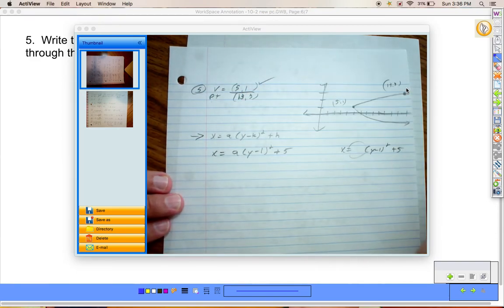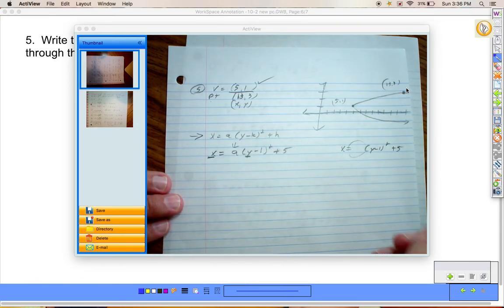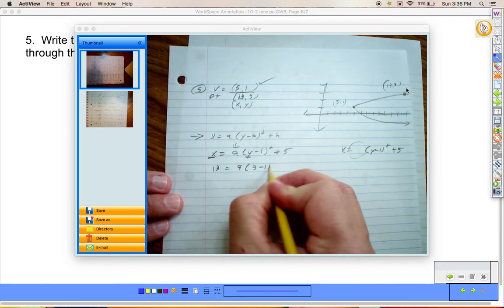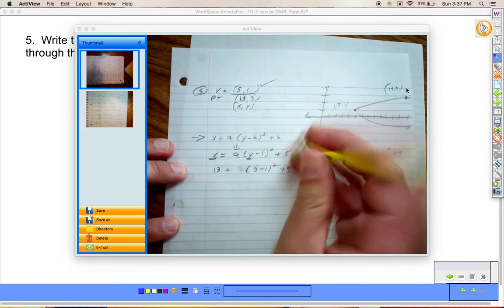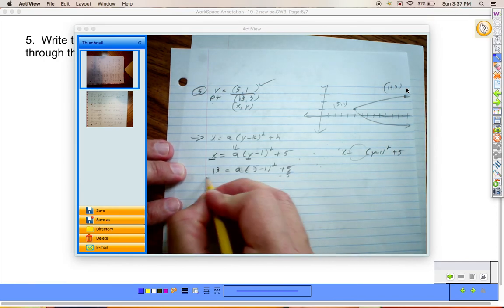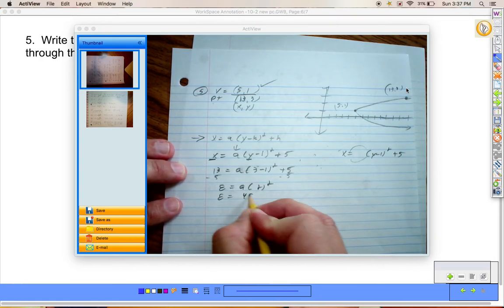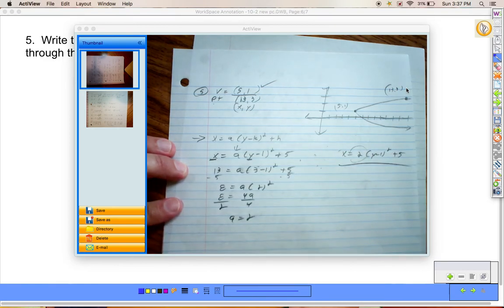So I use that. Now I have an ordered pair x comma y. I'm going to plug that here and here, and that's going to help me solve for a. So I'm going to go 13 equals a parentheses 3 minus 1 quantity squared plus 5. Now I'm going to solve for a. And I get my a to be 2. Now I'm just going to plug that here, and there's my formula. That's my HK form.